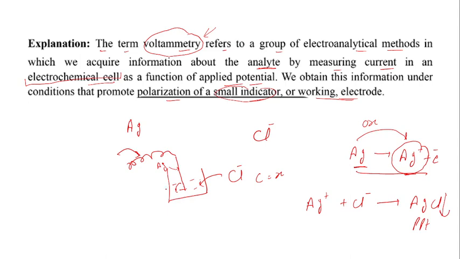Finally, if you are continuously increasing the potential and still giving current here, Ag will be there in the solution but chloride will not, because chloride is already consumed. Only Ag is there. So due to the increase of Ag, the current will increase drastically. If you plot the graph between E and I, you will see this. Just a minute.